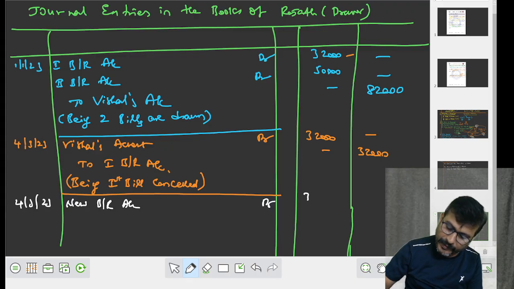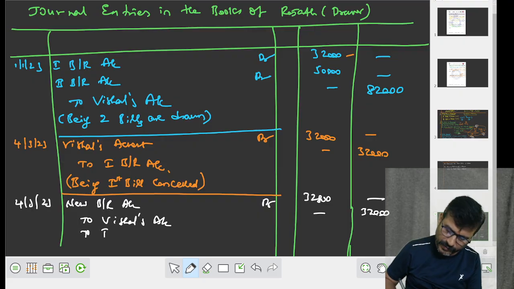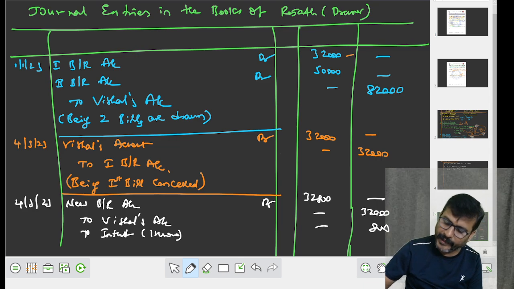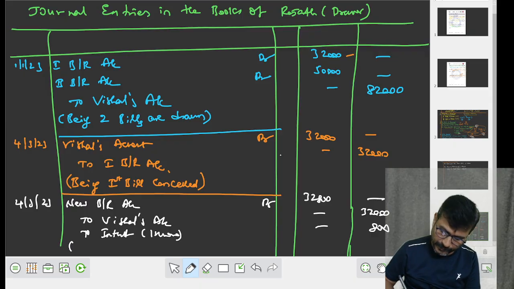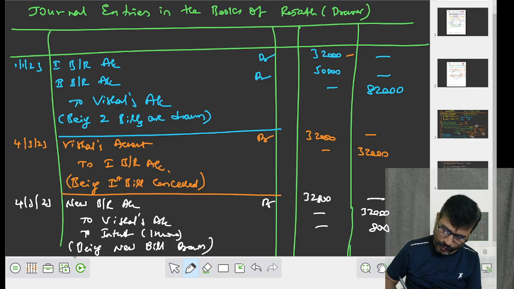New bills receivable account debit 32,800 dash, to Vishal's account dash 32,000, to interest. ये इंटरेस्ट क्या हुआ? इनकम dash 800. Being new bill drawn.